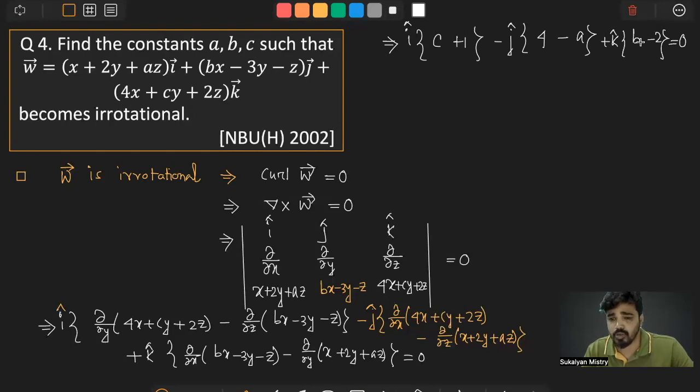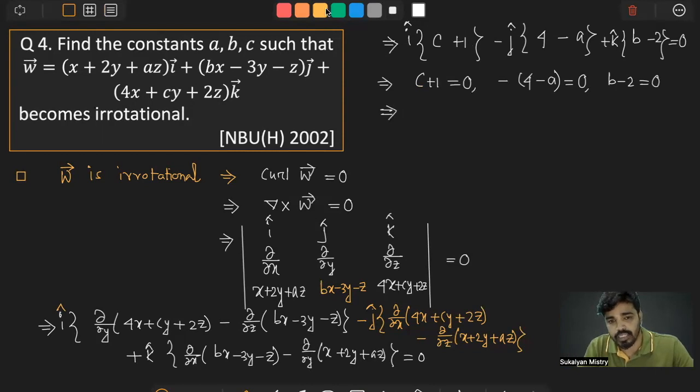So 0 can be considered as 0 into i plus 0 into j plus 0 into k. So this implies c plus 1 is equal to 0. What is the coefficient of j? That is minus 4 minus a, that is 0. What is the coefficient of k? That is b minus 2 is equal to 0.